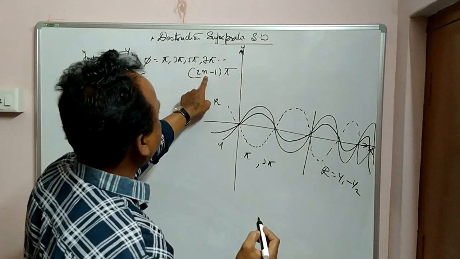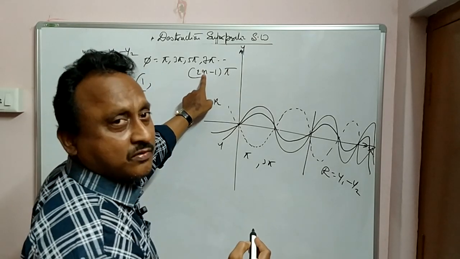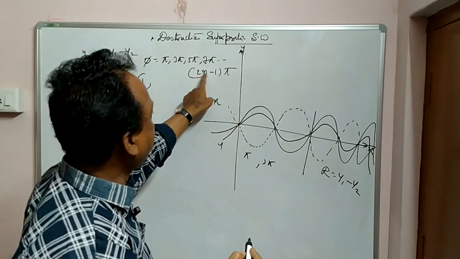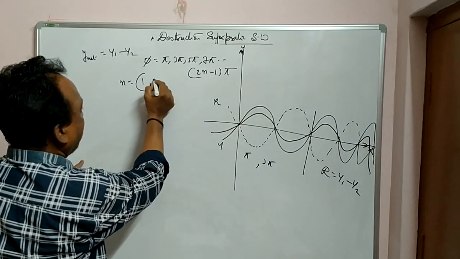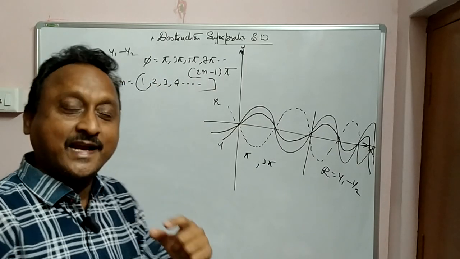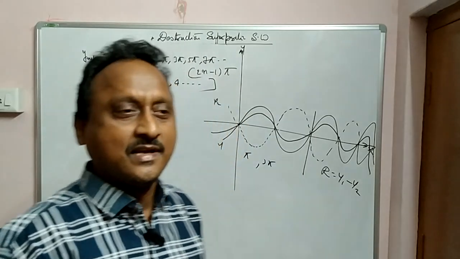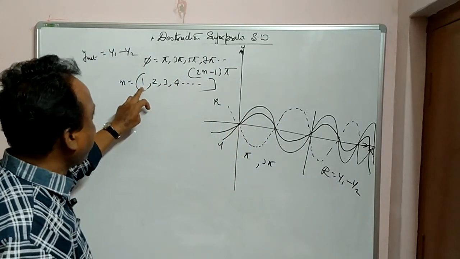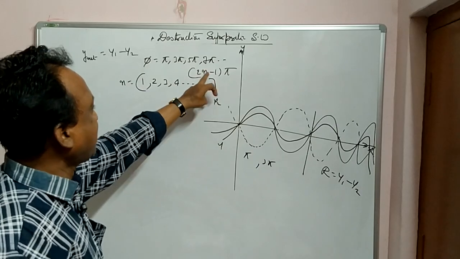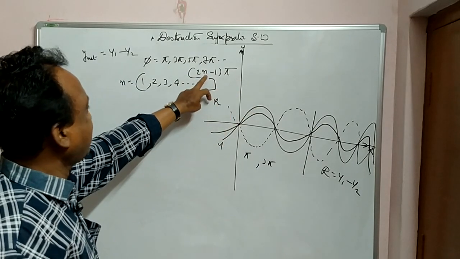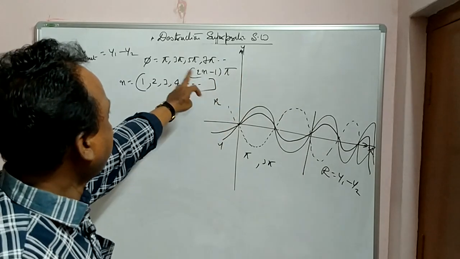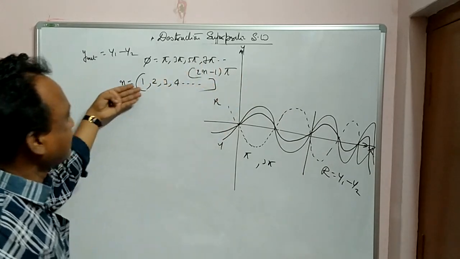If you put n is equal to 1, 2 ones are 2, 2 minus 1 is 1, 1 into pi. n is equal to 2, 2 twos are 4, 4 minus 1, 3 pi. So 1, 2, 3, 4 and so on. So n can take the values for destructive sound waves starting from n is equal to 1 here, put 1, not 0, because otherwise you will get minus pi. If you put 1, what happens here? 2 into 1 is 2, 2 minus 1 is 1, pi; 2 into 2 is 4, 4 minus 1 is 3. So this is the series.